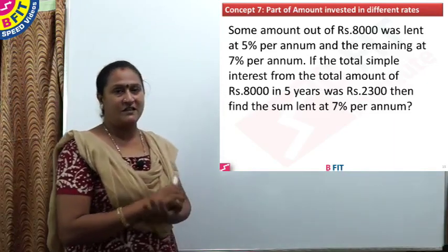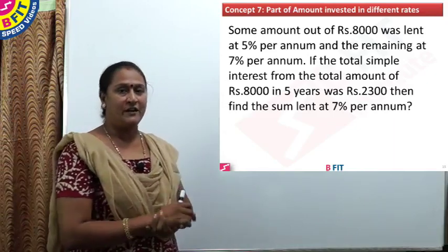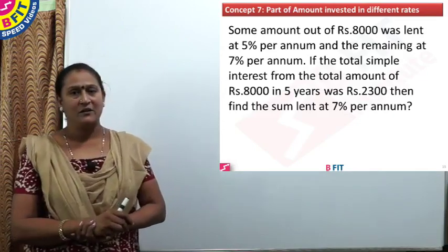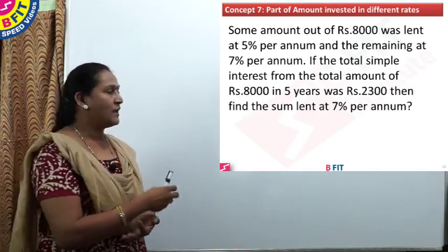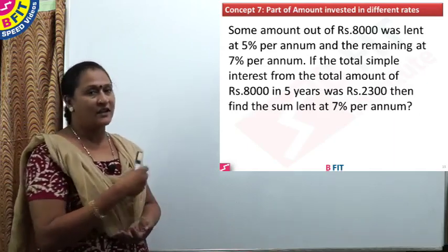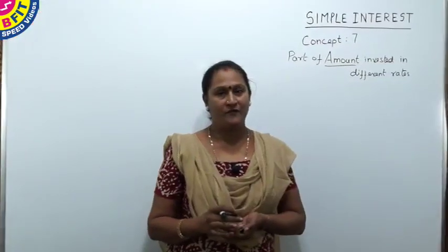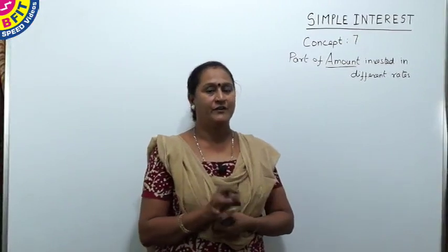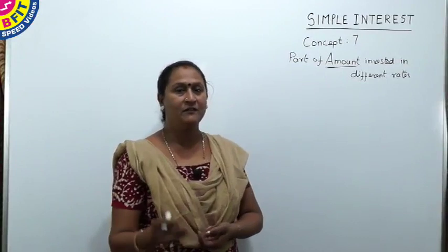So earlier questions, a total amount was invested in two different rate percents. Using the 100 rupee method, we found how to work out. So for this also we'll see how to use the 100 rupee method and make the working simple. So the total amount invested is rupees 8,000 and it is invested in two rates of interest, 5% and 7%. So we'll see how we'll proceed with the working.